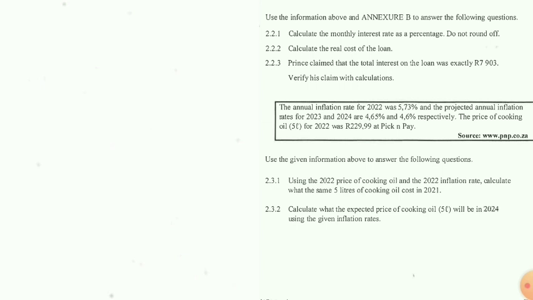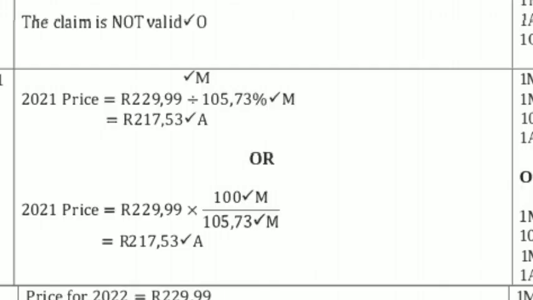We will say 2021 price equals 229.99 divided by 105.73%, which equals 217.53. Why do we say that? Because we're trying to find the percentage that is included. Remember, when we were trying to find the VAT, we said 115%. You know why we said that? It's because we were trying to find the VAT that is included. We just added 100.